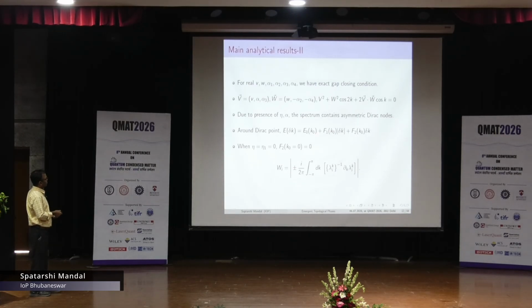And also we found that when this next-to-next-nearest-neighbor hopping is present, we can have an anisotropic Dirac point, and we will show some plots for that, and our analytical calculation gives an exact expression for the winding number.